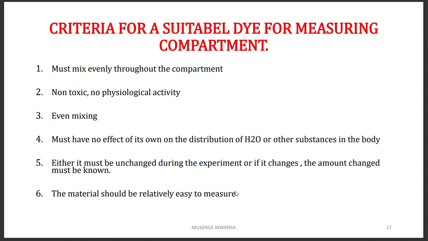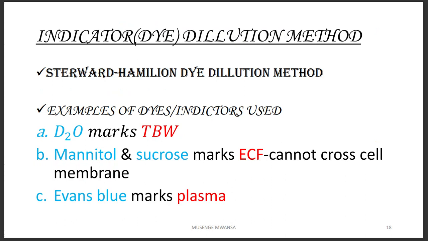It must also be unchanged during the experiment, or if it is changed, the amount that is changed must be known. Meaning if we inject 2 grams of this dye, it should remain 2 grams. Or if it changes and at the end we have 1 gram, we should know the amount that has been removed. And then the material should be relatively easy to measure. That is another property.